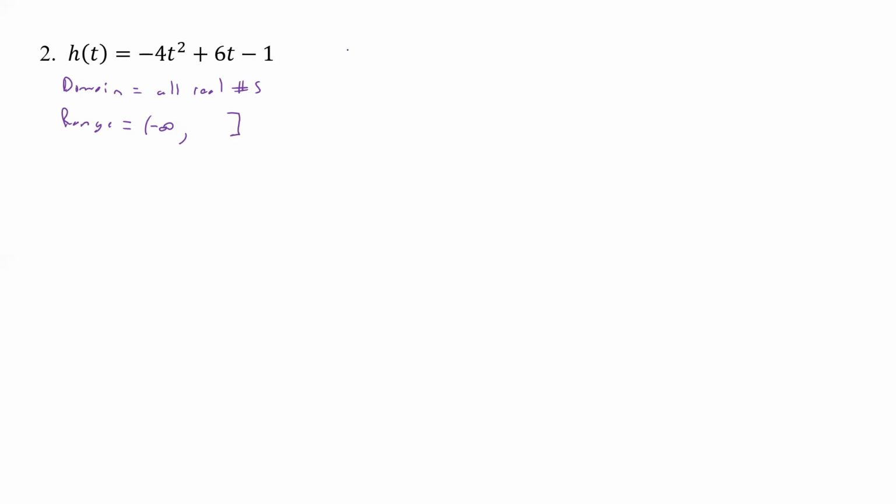Well, we have to figure out what h is first. So h is going to be a minus b, which is a minus 6, over 2 times a, which is a negative 4. So that's going to be a negative 6 over a negative 8. Okay. Well, that's going to become a positive 3/4. So that's my h.